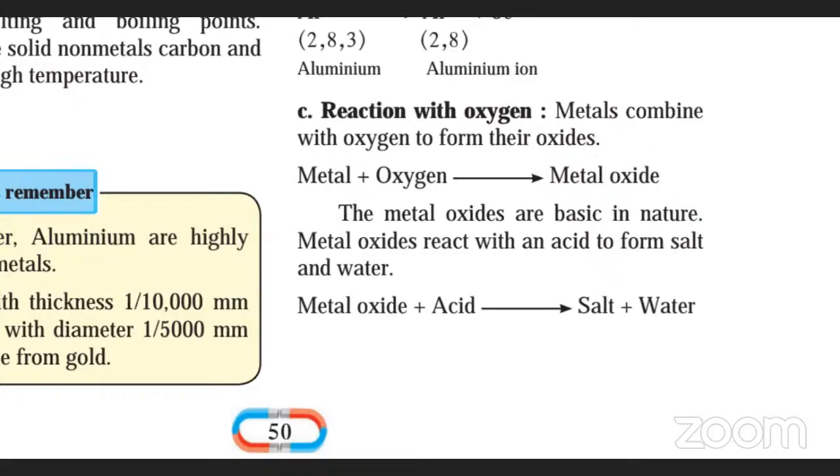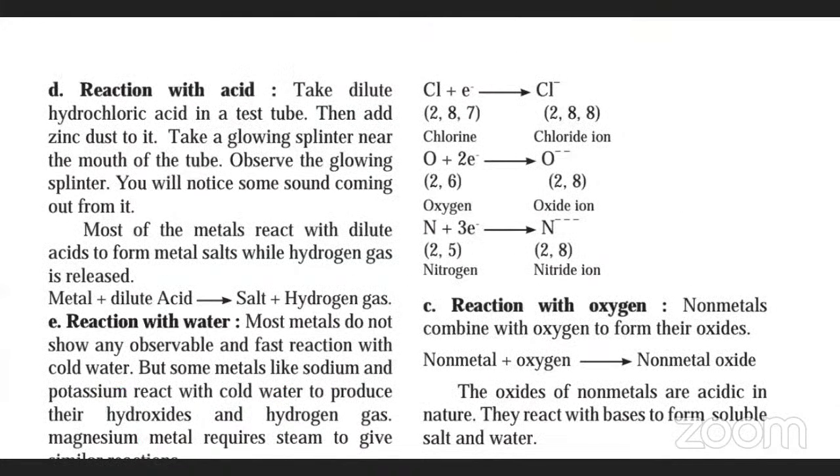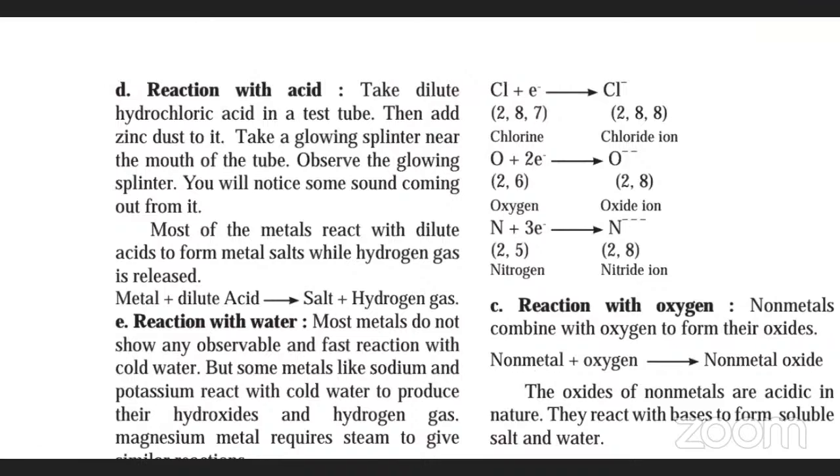Next is reaction with acid. So we need to see the reaction of metals. First, we have seen the reaction of metals with oxygen, and we get metal oxide. Second is reaction of metals with acid. So what are you going to get? Whenever any metal reacts with acid, salt is formed. Salt plus hydrogen gas is formed.